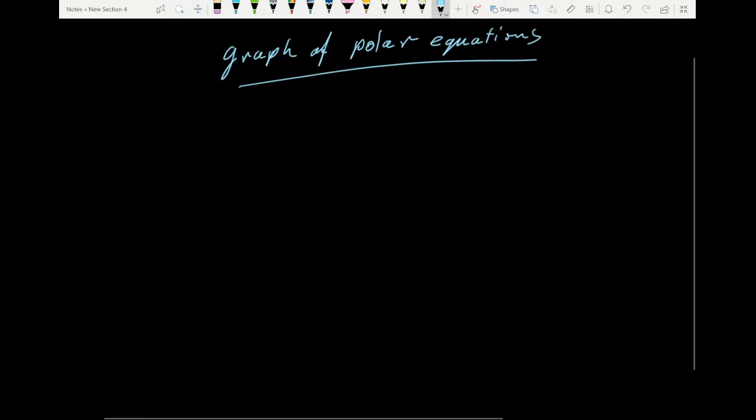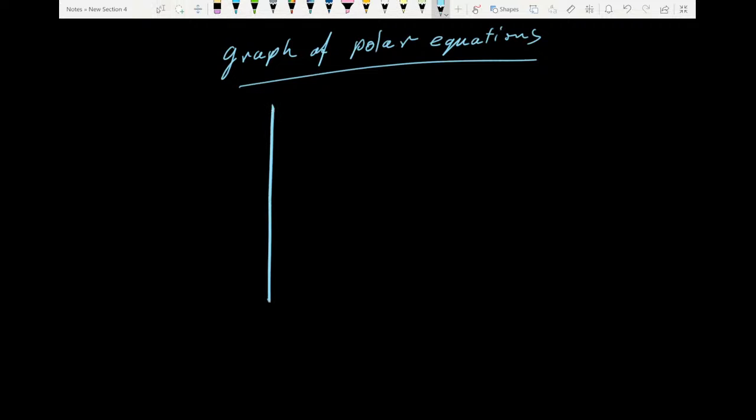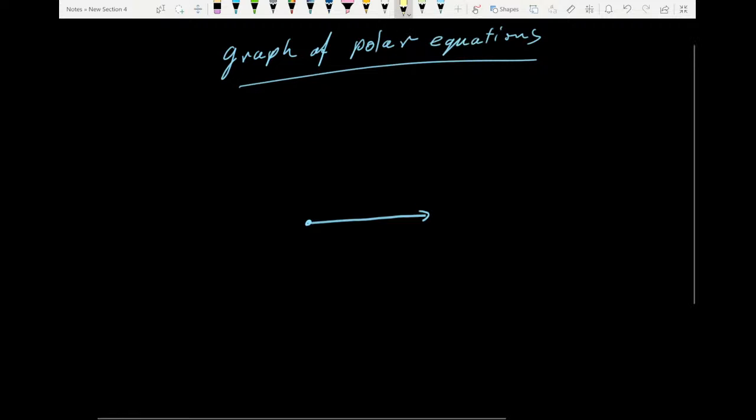All right, so today we'll be looking at graphs of polar equations. So, polar grids, they're going to be a little bit weird. You have this right there, axis, and then you have, let me do it this way. You're going to have all this.